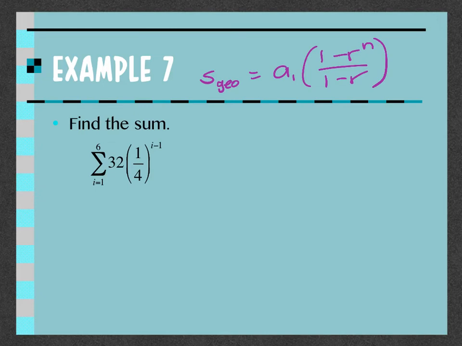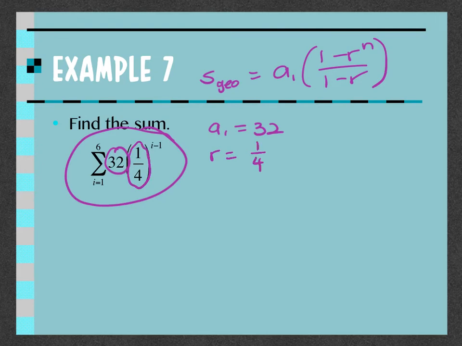No. All right, so sum comes from here, right? This is my summation symbol. What is a sub 1? 32, okay? That's this number. What is R? 6. Nope, R. 1/4. R is the one that's being raised to the power. R is 1/4. Number of terms? 6. Bottom number is 1, top number 6, right? We start, stop. You with me so far?